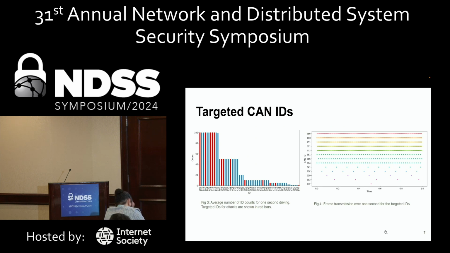Considering the limitation of the raw dataset, which targeted only a few CAN IDs and only one low-frequency ID, we targeted 13 CAN IDs representing high, medium and low frequency IDs. You can see these targeted IDs with red bars in figure 3, which shows the average number of ID counts for 1 second of driving. On the right-hand side, figure 4 shows the frame transmission over 1 second for the targeted IDs, which clearly shows the selected high, medium and low frequency IDs. This broader scope allows for a more comprehensive evaluation of intrusion detection systems.